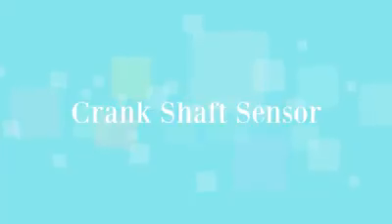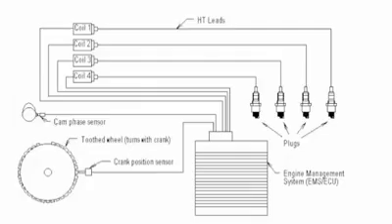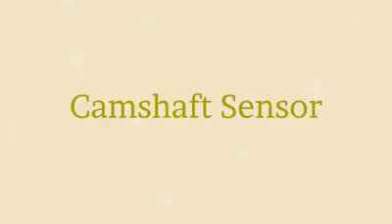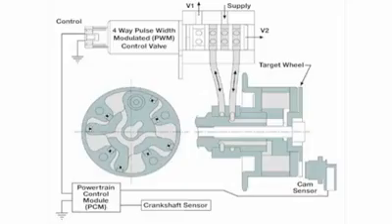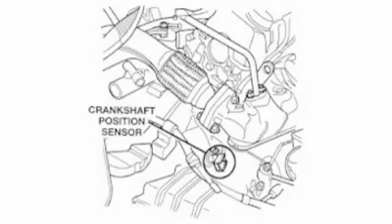Crankshaft sensor. It monitors the position and rotational speed of the crankshaft, and this information is important for the ECM to control ignition system timing. Camshaft sensor. It is an electromagnetic sensor which produces voltage when a metal object moves past it. The sensor communicates with the ECM about the position of the camshaft. It is fixed at the end of the camshaft.